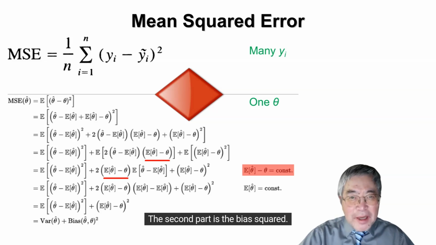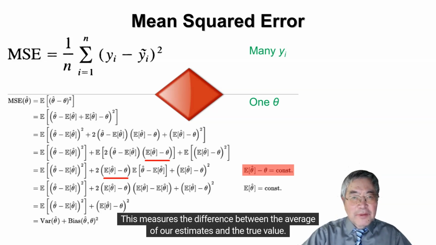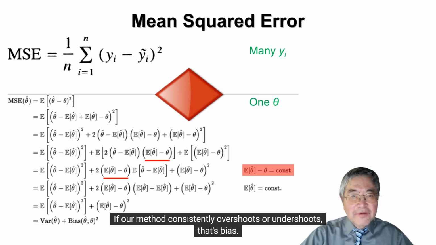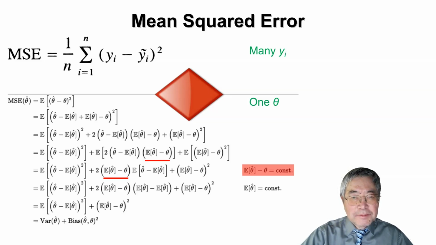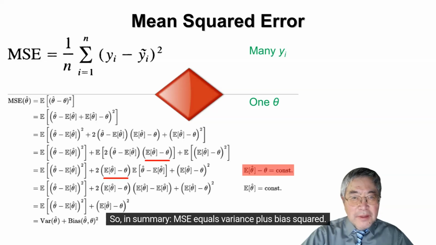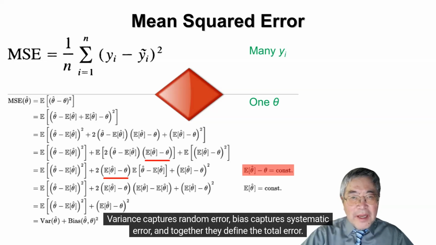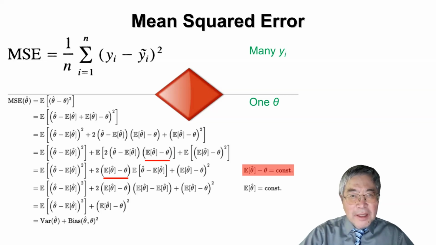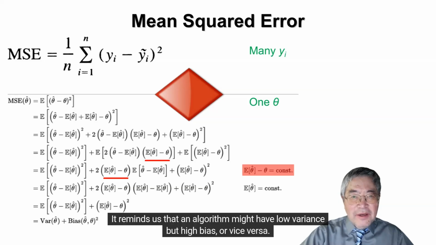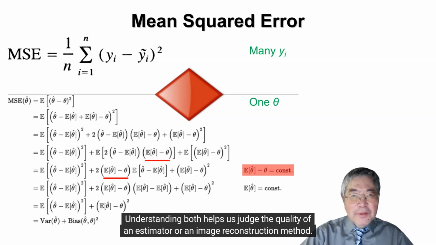The second part is the bias squared. This measures the difference between the average of our estimates and the true value. If our method consistently overshoots or undershoots, that's bias. So in summary, MSE equals variance plus bias squared. Variance captures random error, bias captures systematic error, and together they define the total error. This decomposition is very useful. It reminds us that an algorithm might have low variance but high bias, or vice versa. Understanding both helps us judge the quality of an estimator or an image reconstruction method.